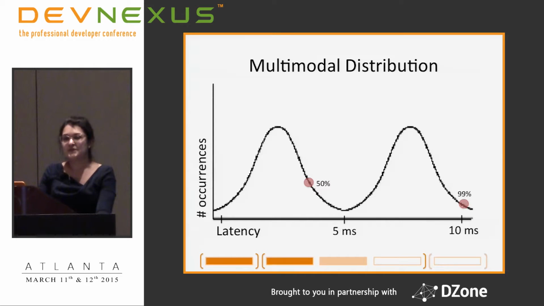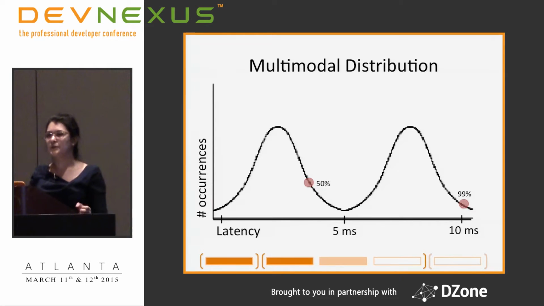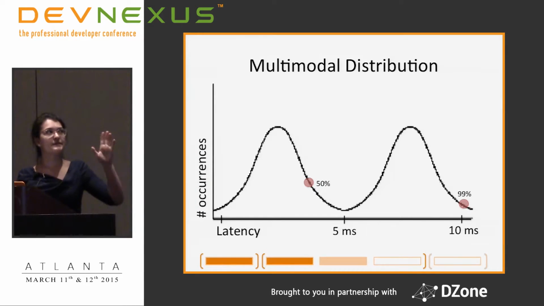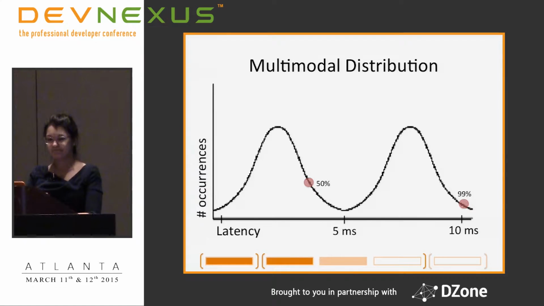In this case, the 50th and 99th percentile don't really tell you much about what you measure most frequently. In this case, maybe the 25th and 75th percentiles would give you a better estimation of your data. So make sure to always look at histograms, because they will tell you what the distribution is, what the modality of your distribution is.